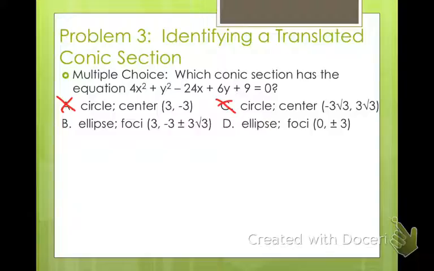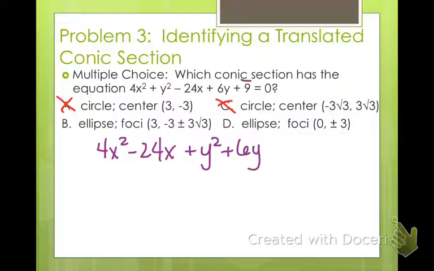So we need to put it into standard form. What we're going to do is put the x squared and the x together. So 4x squared minus 24x. I'm going to put the y squared and the y together. And then I'm going to subtract 9 to the other side. Now in order to figure out what value I need to add on to make this a perfect square trinomial, I need to complete the square. So (b over 2) squared. But before I do that, my value in front of my x squared has to be 1. So I'm going to factor a 4 out.